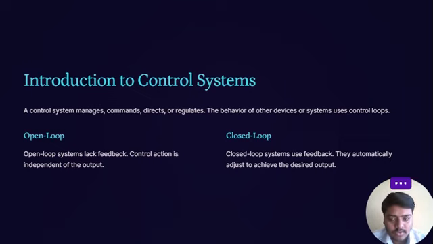Second one is closed loop. Closed loop systems use feedback. They automatically adjust to achieve the desired output. That means closed loop systems are smarter. They use feedback to check the output and make changes if needed, like an air conditioner. It checks the room temperature and adjusts itself to keep it comfortable.